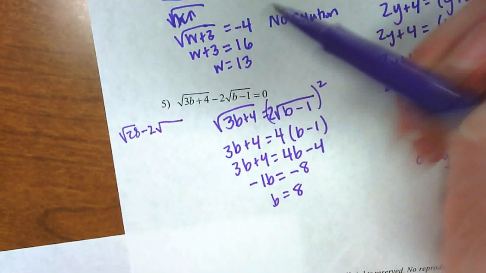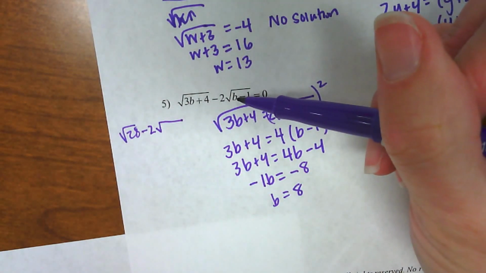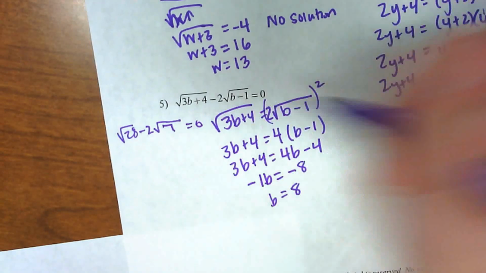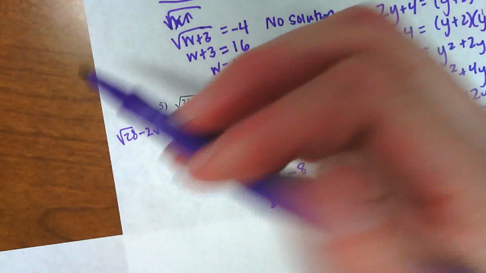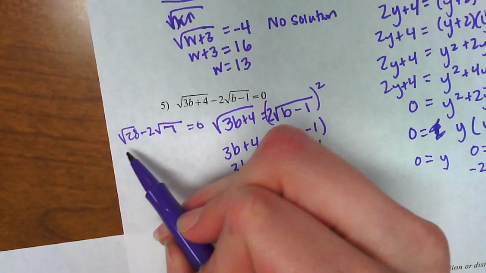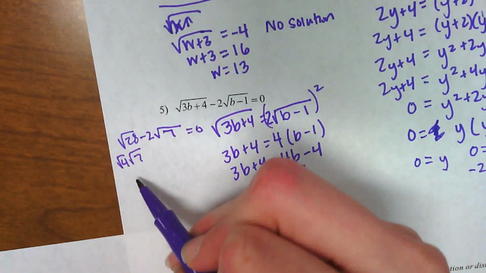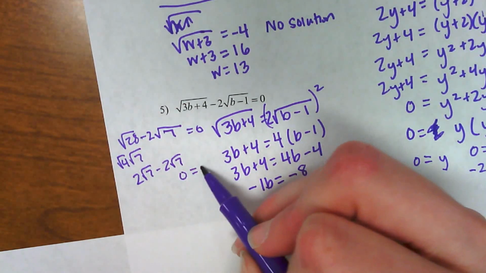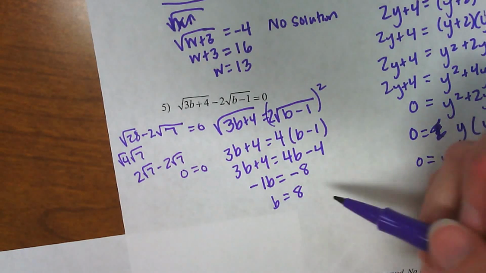Minus 2. And then if I plug an 8 in here, I'm going to get 8 minus 1, which is 7. And then square root of 28 is the same thing as saying the square root of 4 times the square root of 7. So that's 2 radical 7. So I get 0 equals 0. So this one works.